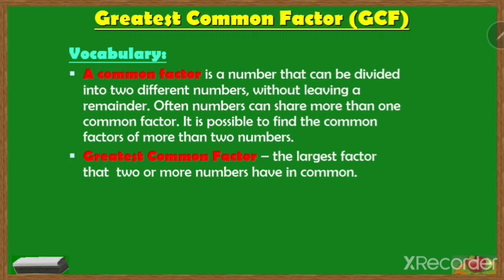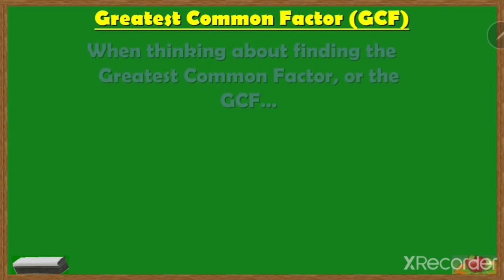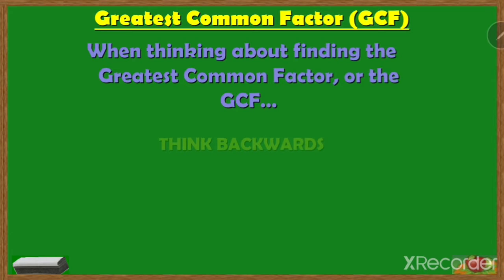And what about greatest common factor? When we say greatest common factor, that is the largest factor that two or more numbers have in common. Okay, so let's get started. But before that, when thinking about finding the greatest common factor, or the GCF, we can think backwards, okay?